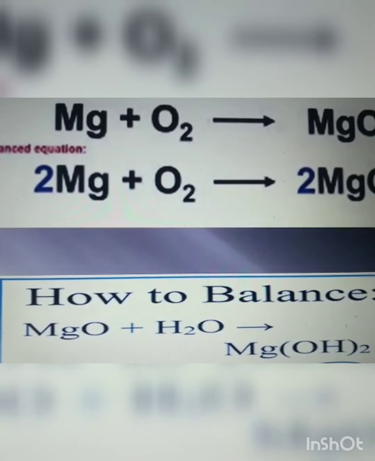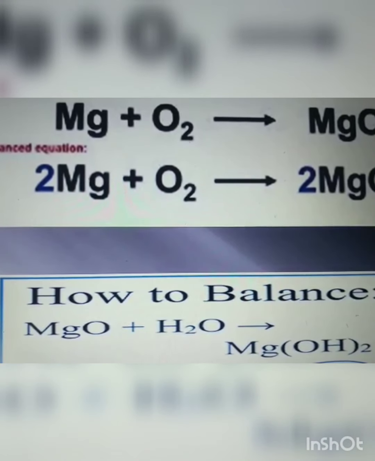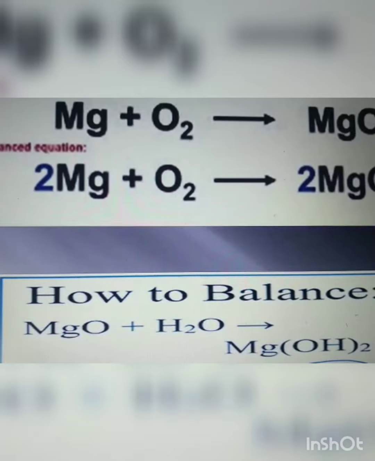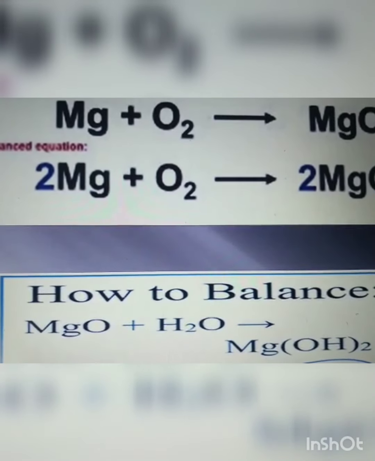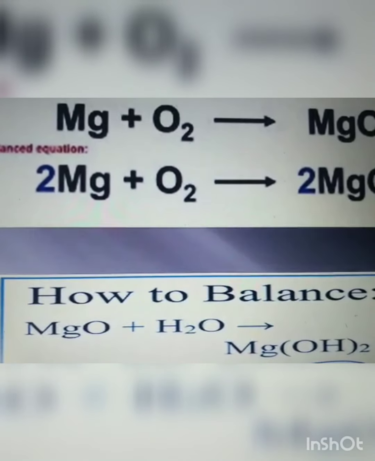See, we have discussed this in this session. Now, in the next session, we are going to discuss the types of chemical reactions. But before that, I want to clear one more thing.